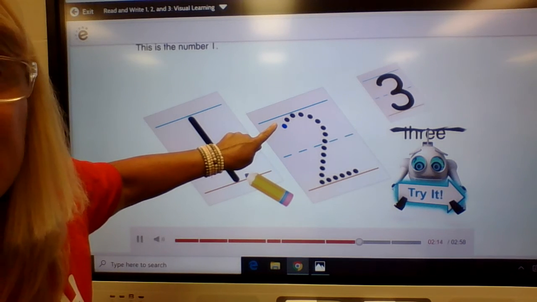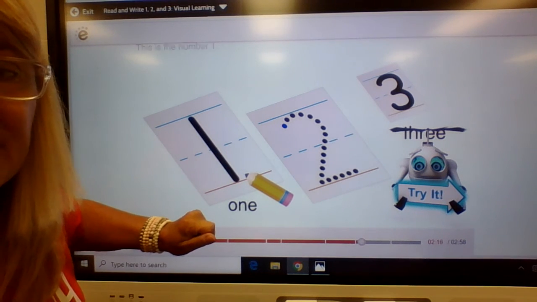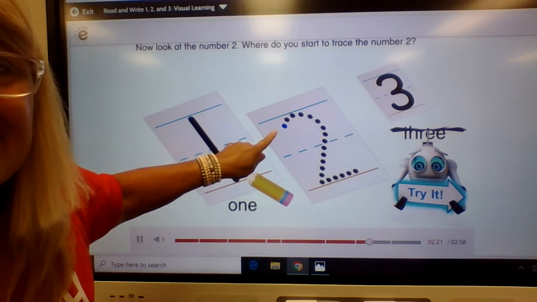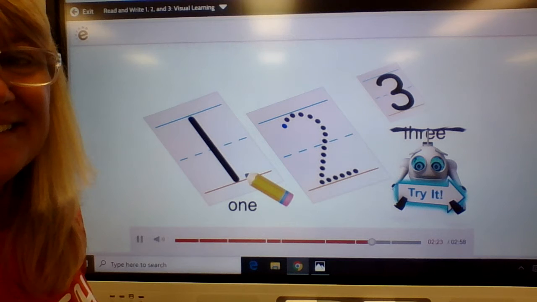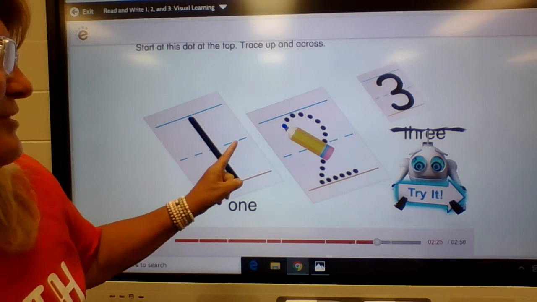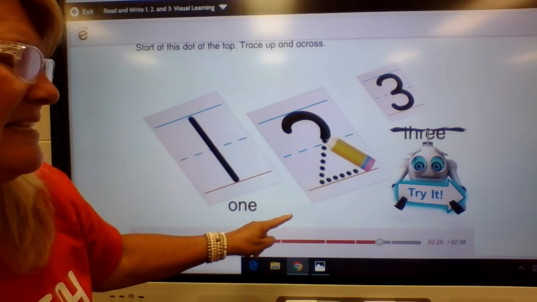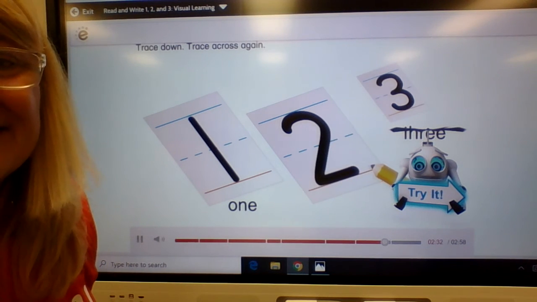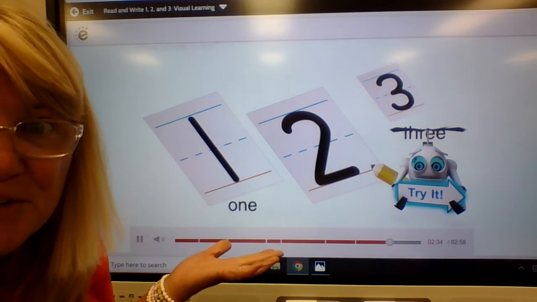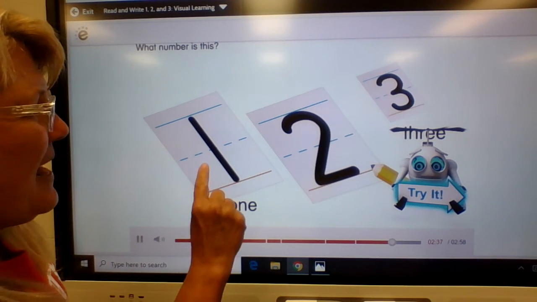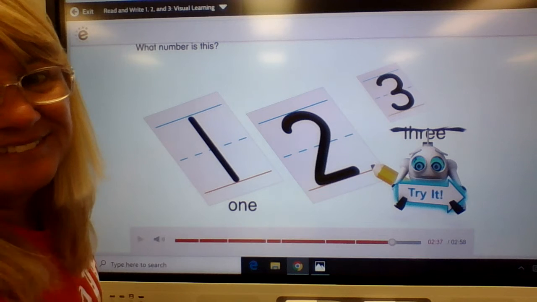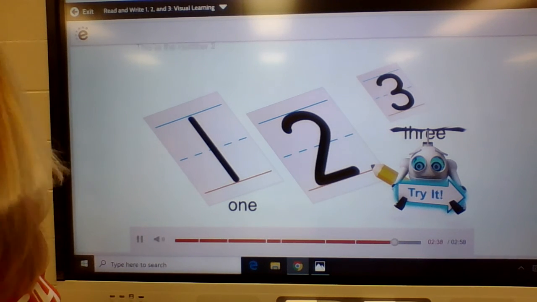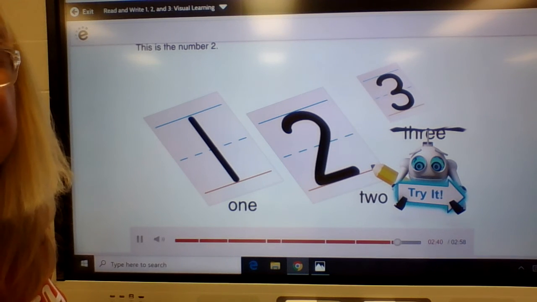Remember to start at the blue dot. Now look at the number 2. Where do you start to trace the number 2? Start at this dot at the top. You're going to trace up, curve and around, across, slide, and then trace back down. Trace across again. And we made the number 2. What number is this? You can practice in the air with your finger. That's a good way to do it. This is the number 2.